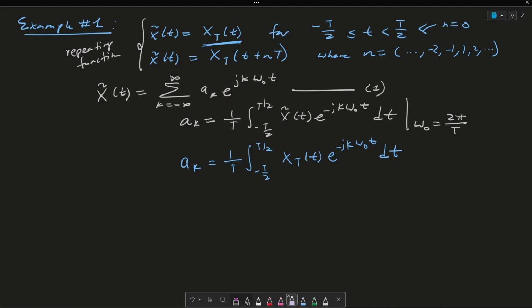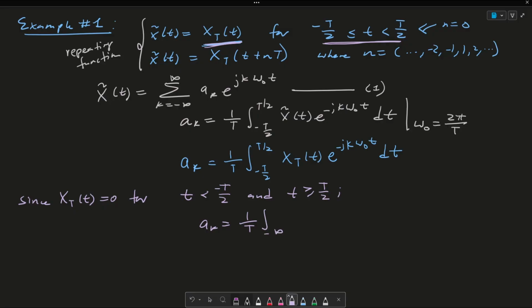Next observation I can do is I can say that since x capital T, or my window function, is equated to 0 for t less than minus T over 2 and t greater or equal to T over 2, right? Basically, x capital T, or my window function, is 0 for t outside of this range. We can change a k is equals to 1 over T from negative infinity to infinity and still keep our window function here.